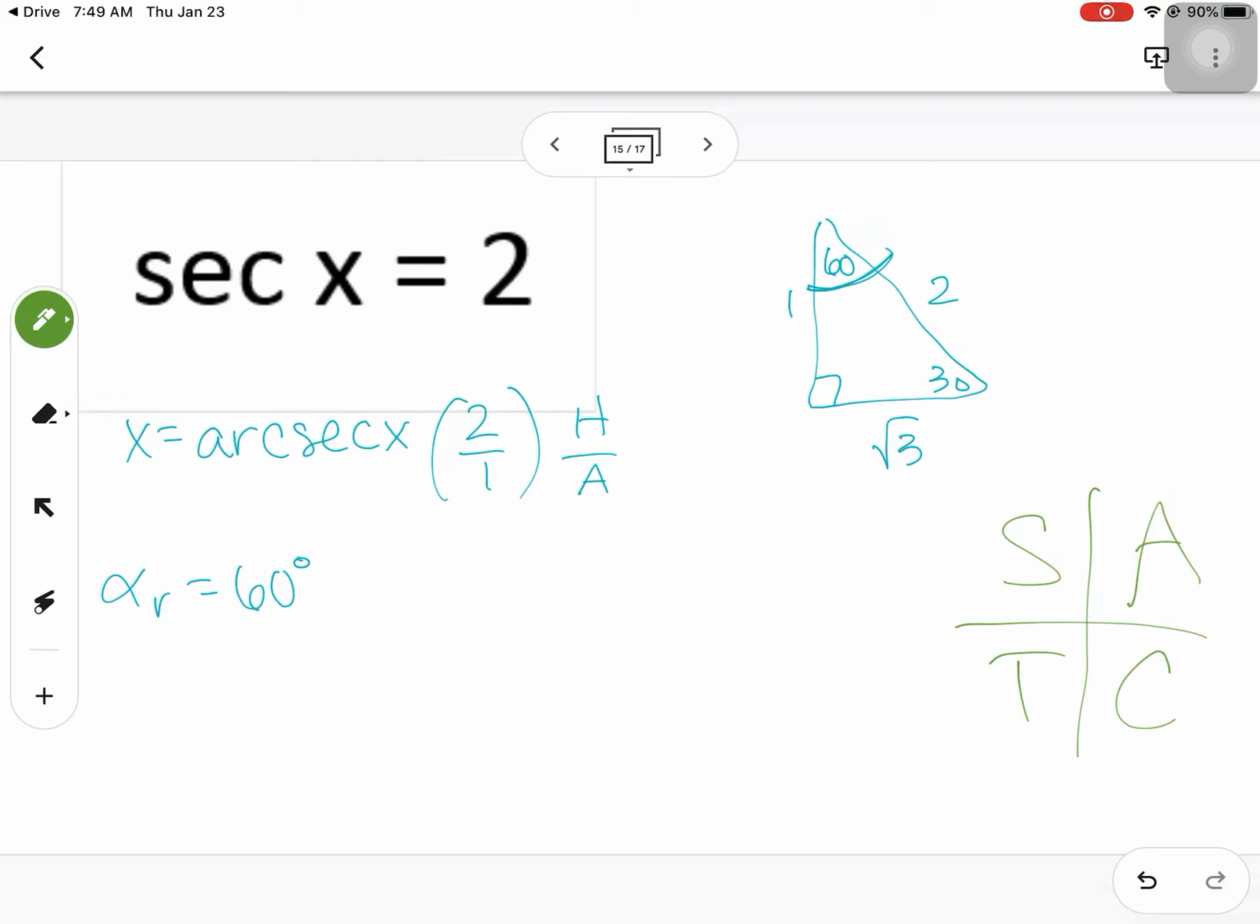Secant, I'm going to pretend is just cosine, because again, we go based on the reciprocal. And it is positive, so it is going to be quadrant 1 where everything is positive, and quadrant 4 where cosine is positive.